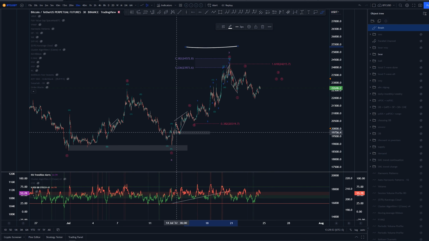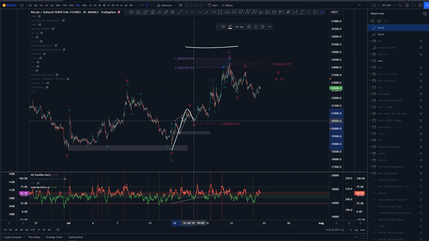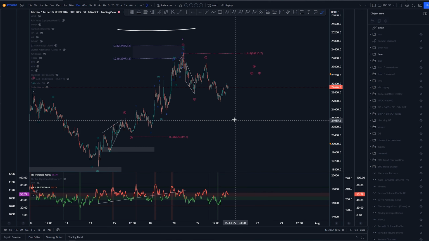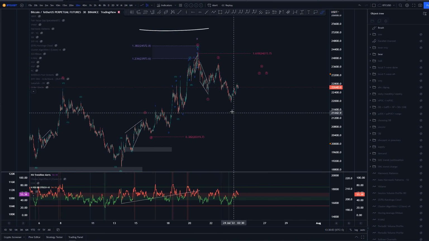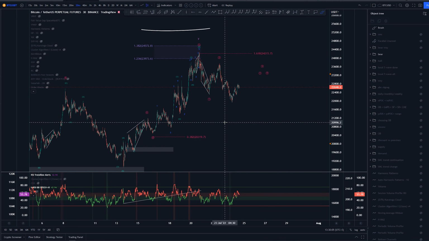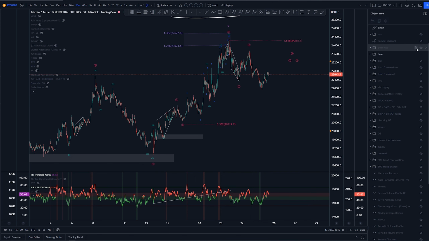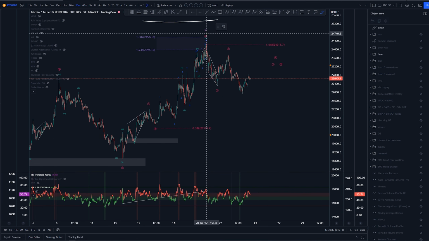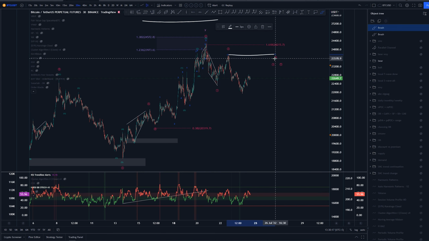However, for the wave Y I labeled this as an A, B and then C wave. The wave B did not get to the 38.2, which is to me a bit surprising, and therefore I have another count that would explain things a bit differently, although that is way more complex than this one. So I feel like I would still stick with this one, as long as we don't break these highs here, or probably these highs here.